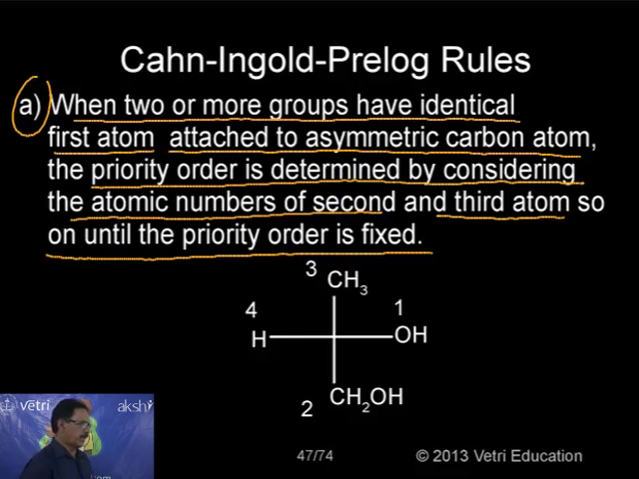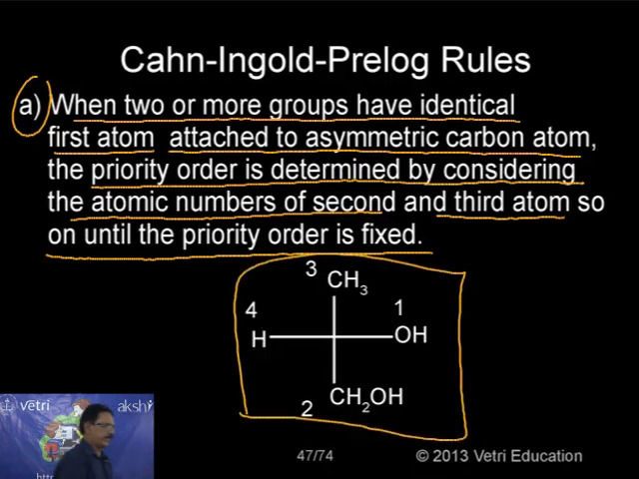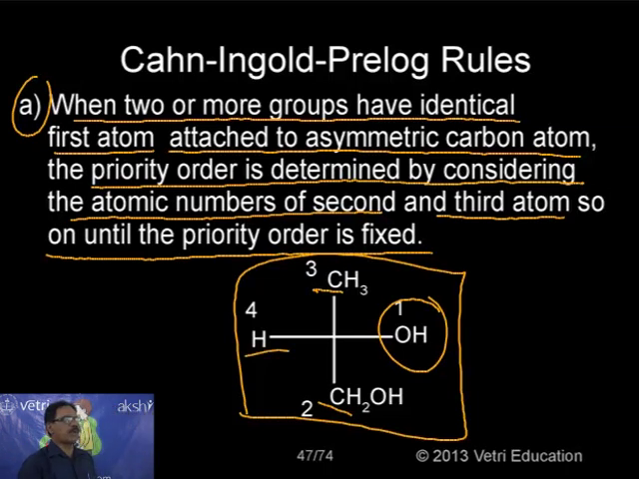A specific example is given here. This is a compound having 4 different groups. According to the priority rule, this group is given number 1 priority because oxygen has the highest atomic number. The next is carbon, here again carbon, here hydrogen. So for the first priority there is no ambiguity. We assign priority number 1 to the OH group, because oxygen has the highest atomic number.